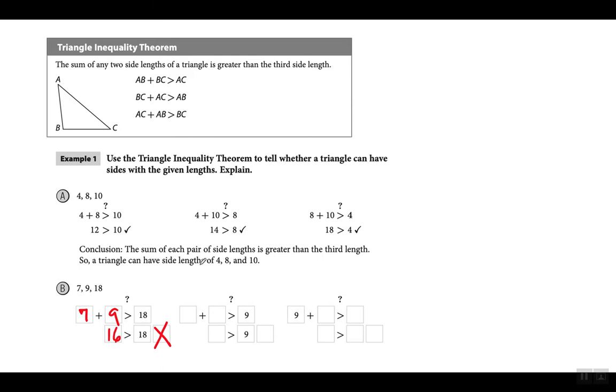So right there, I already know that this cannot be the three sides of a triangle because it didn't work for the first combination that I tried. Let me continue filling in the blank anyways.